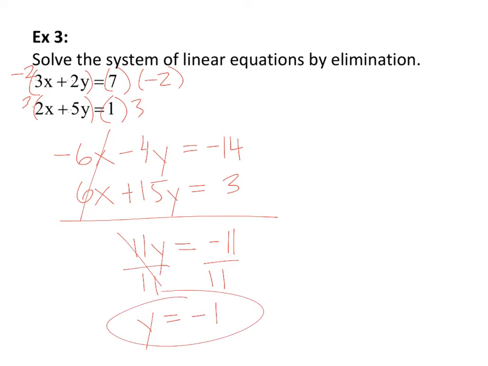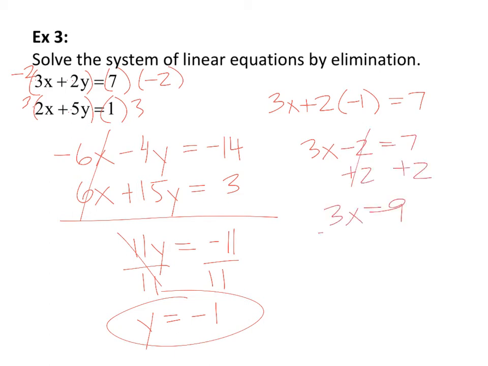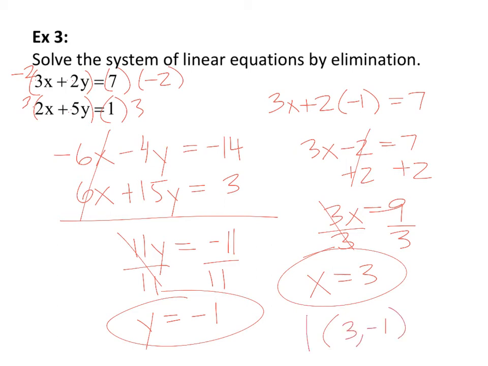So I plug the -1 back into any of the equations. I could plug it back into the original. So I have 3x plus 2 times -1 is equal to 7. 3x minus 2 equals 7, plus 2, 3x equals 9. Divide by 3, and x is equal to 3. So my final answer is 3 comma negative 1. Make sure not to mix up the numbers. All right, let's go on to another example.